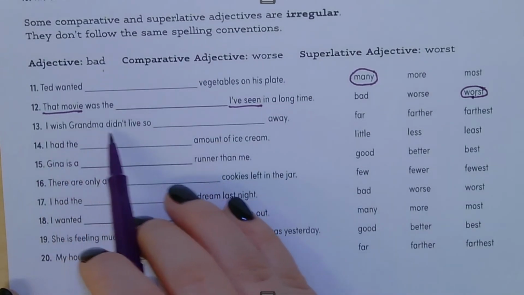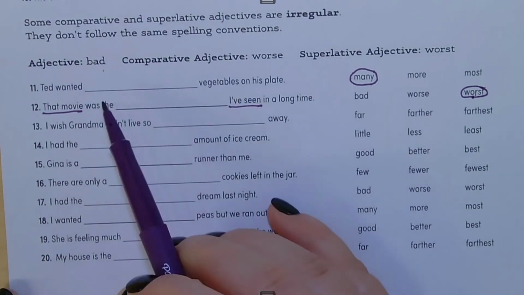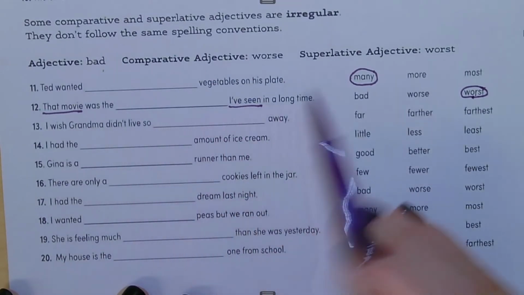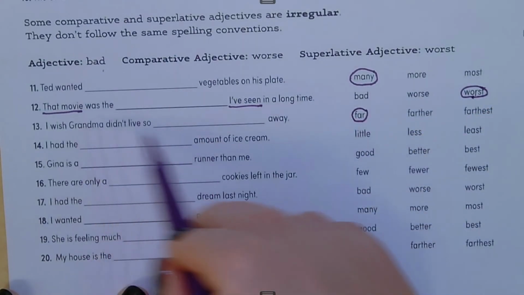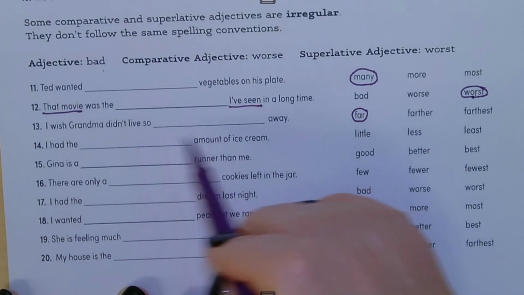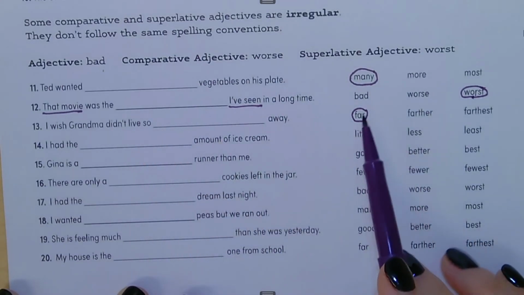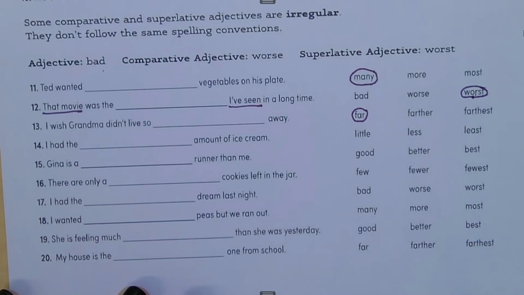I wish Grandma didn't live so far. Oop, and I told you the answer. I wish Grandma didn't live so far away. The reason it's far is because I'm not comparing where Grandma lives to anything else. Like, I'm not comparing anything. And to give you an idea, it would have been far, farther, or farthest. Sorry, I gave you the answer on that one.